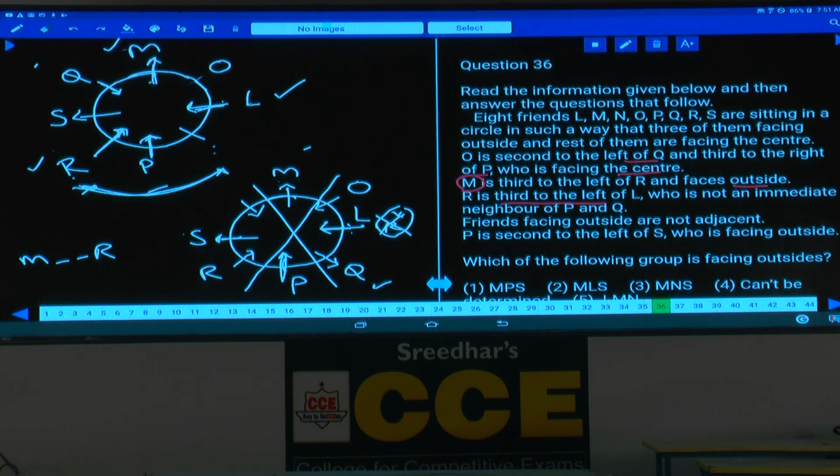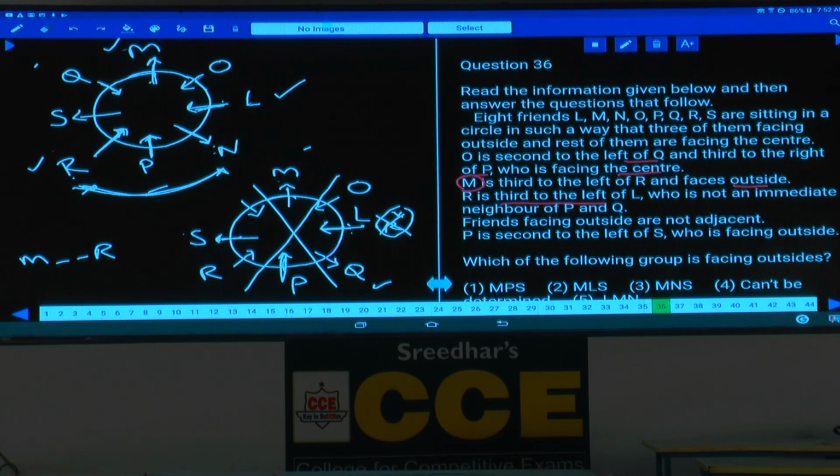Why must O be facing towards the center? Because adjacent persons cannot be facing away. And this person must be facing away. Hence 3 persons are facing away. Then who is the person left over here? L, M, and O are placed, so N is the person left over. Clear now? And this is how these 8 persons are seated. The order is P, R, S, Q, M, O, L, N.